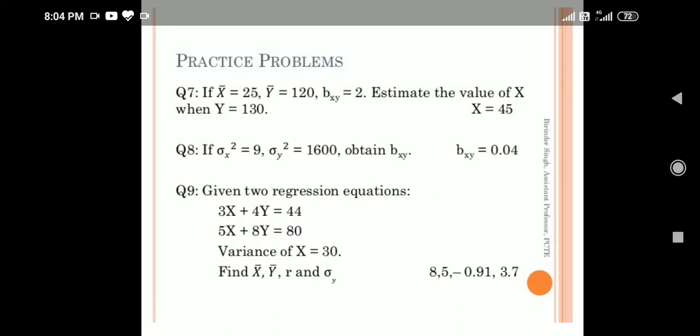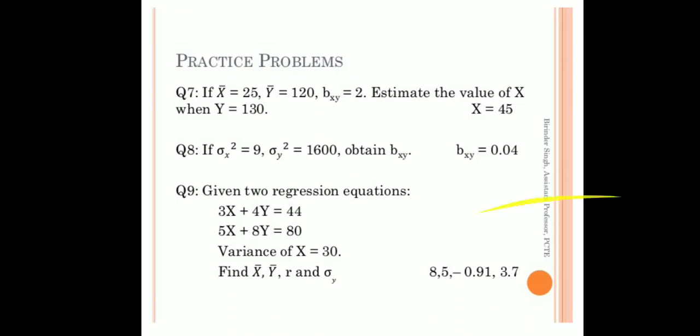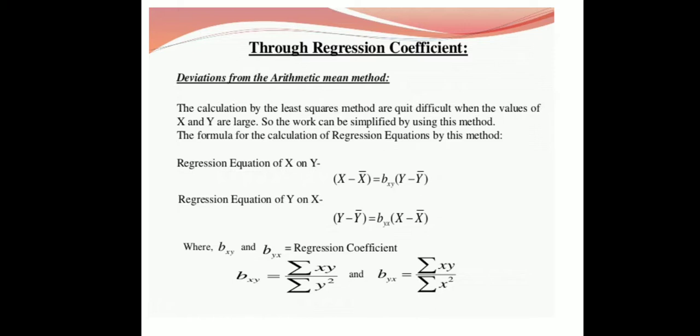Practice problem. Two more problems are there. Try these at home. Next, I will take the actual. Let us solve one more example through the regression coefficient, so the deviation from the arithmetic mean method.